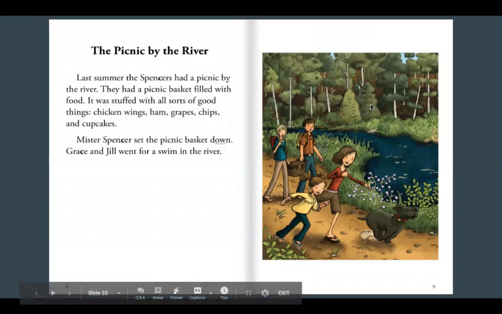Who do you think's in this picture? Who do you see? See Grace and her family? That's right.